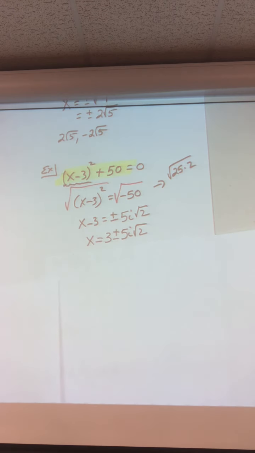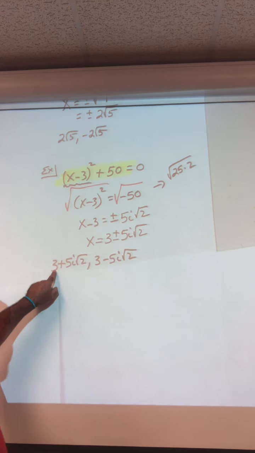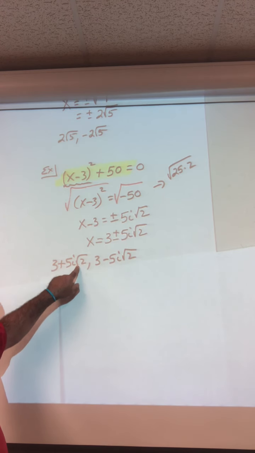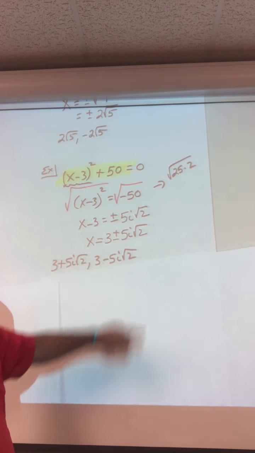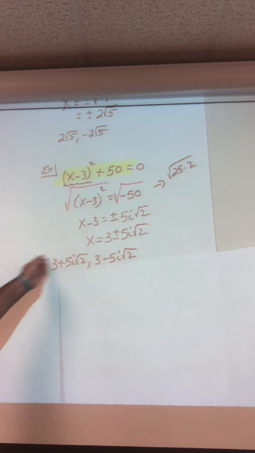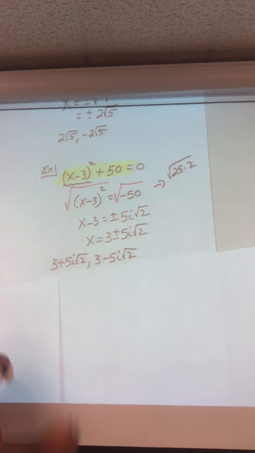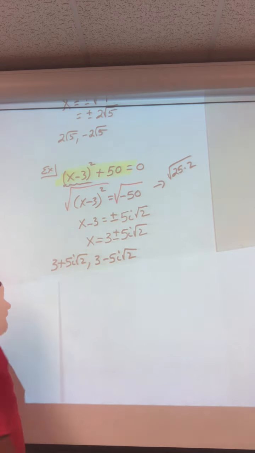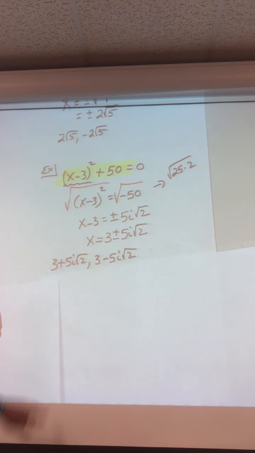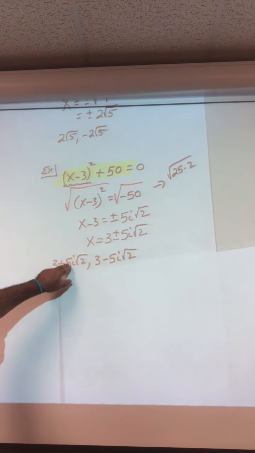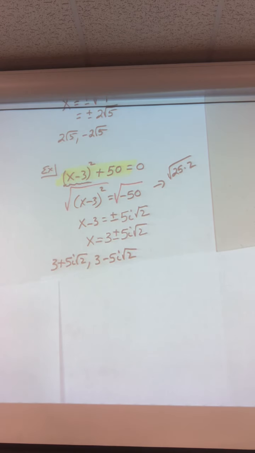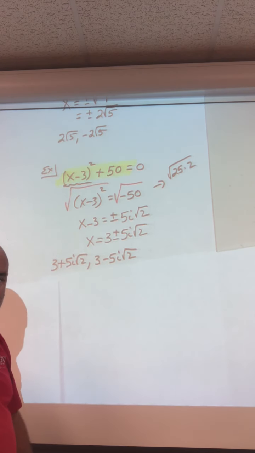You say, well, that's not two answers. Yes, it is. The first answer is 3 plus 5i square root of 2 and 3 minus 5i square root of 2. So that is two answers there. You say, well, why don't you go on down and add those together? Because I can't. You can't add 3 plus 5i square root of 2. That's not 8i square root of 2.